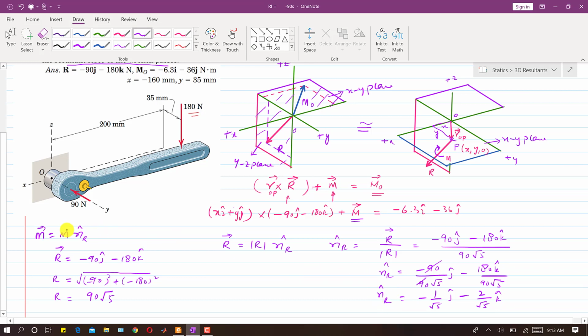So this moment M should be in the direction of this resultant vector, right? If this is the positive range, then we can represent this moment vector like this. If I write, then that moment of the range will be equal to the magnitude of the moment times this unit vector. So it will be minus 1 by root 5 j minus 2 by root 5 k.